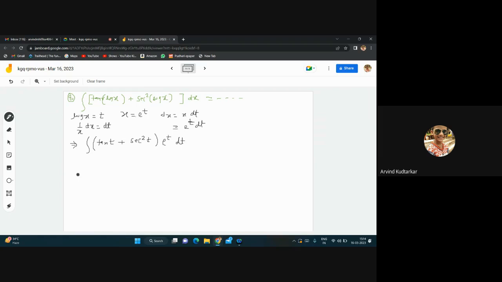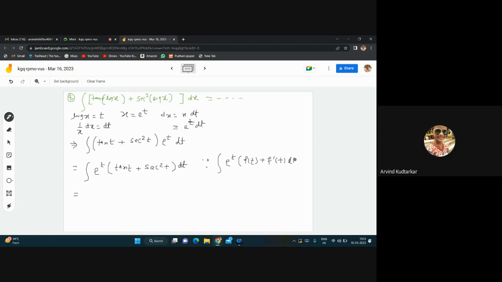Okay. And we know here the same result. That is integration of e raised to t into tan t plus sec square t into dt. And what is that result, e raised to t into f of t plus f dash of t. So tan का डेरिवेटिव क्या आता है, sec square t होता है. And you know here the results. So same results you have studied in their previous example. So e raised to t into f of t plus f dash of t into dt.